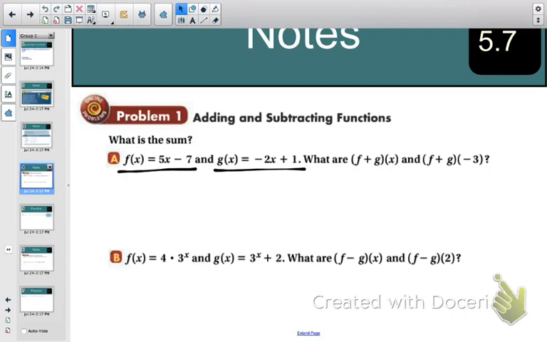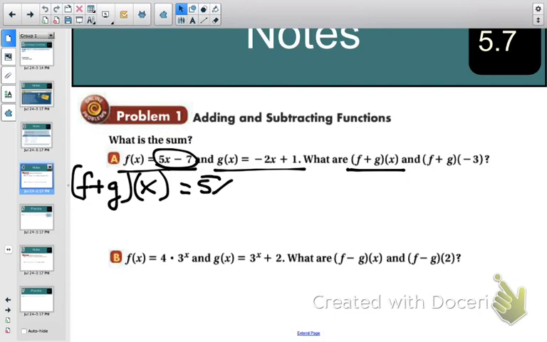So what is f plus g of x? Okay, let's look at that right now. Don't worry about this for a second. What is f plus g of x? That means you're adding these two together. So I'm going to say f plus g of x, not times x, it's just of x. I'm going to add f of x, which is this one, so 5x minus 7 plus negative 2x plus 1. Okay, and this is just simple addition.